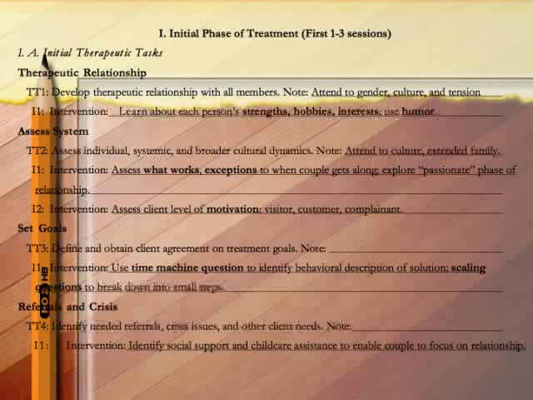In terms of goal setting, this person was thinking of using the time machine question, a very specific variant on the miracle question, using scaling questions to also do goal assessment. And then finally, they mentioned some potential referrals and social needs that the clients might have and need to be addressed in order for therapy to be successful. So again, pretty straightforward stuff that just gets therapy set up and heading in the right direction.